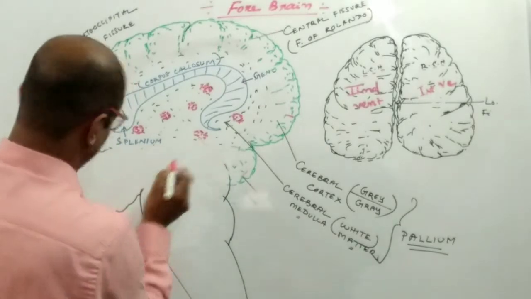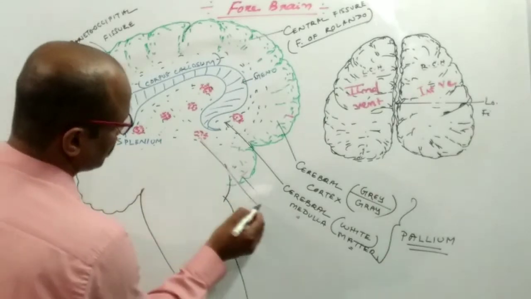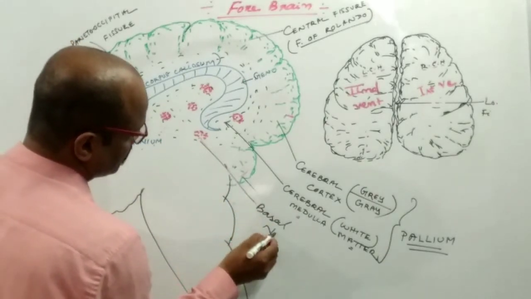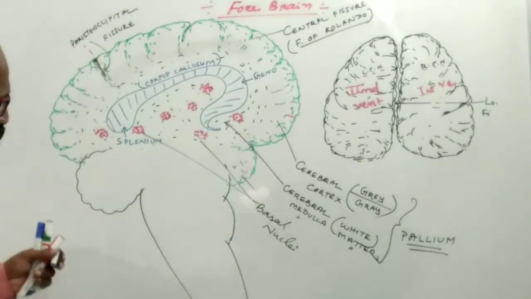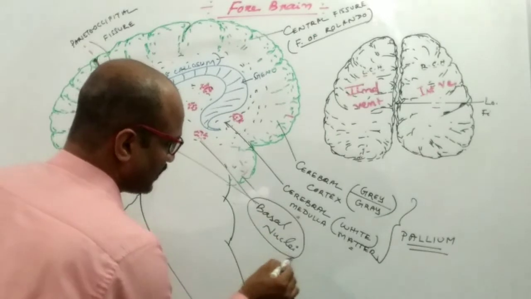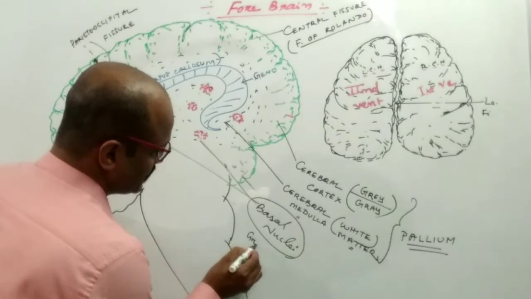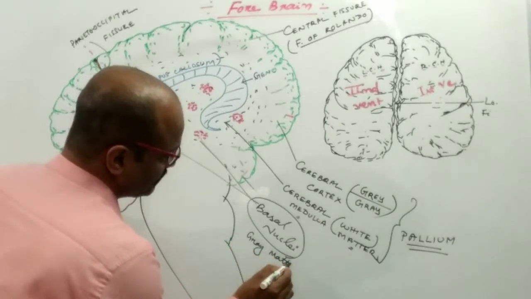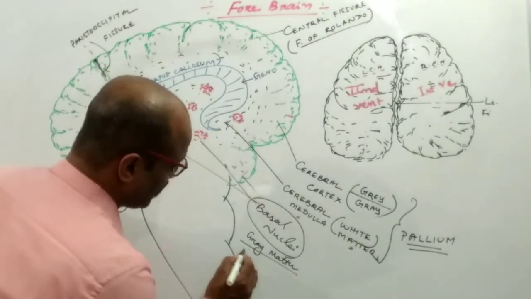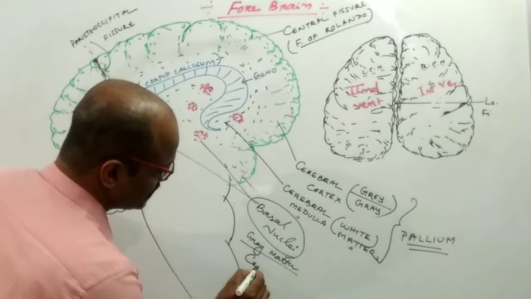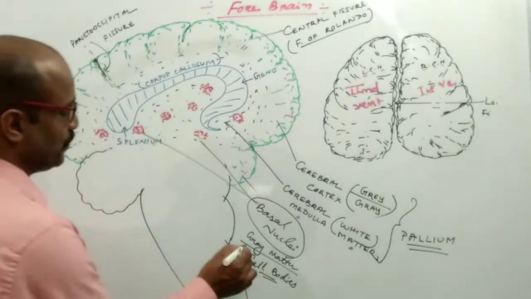These are known as basal nuclei. Nucleus, the plural is basal nuclei. Such basal nuclei are patches of gray matter, which contain a large number of cell bodies of neurons.